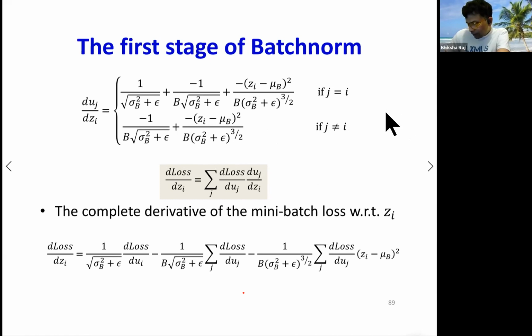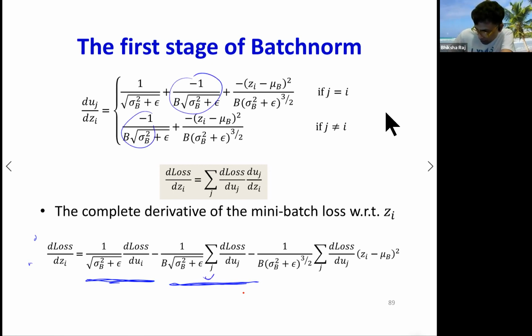Now, I have glossed over these terms so far, but let's actually look at them a little more carefully. The derivative of the loss with respect to zi gets this term from the through connection, okay? It gets this term over here from the remaining paths, where the summation is over the entire mini batch. So this is going to be the sum of both this term for the through path and this one for all the remaining paths. And then you get this other summation term, which is also summing over the entire mini batch.